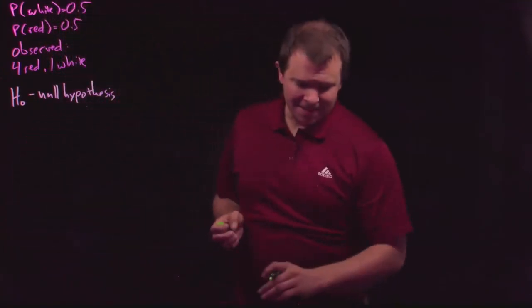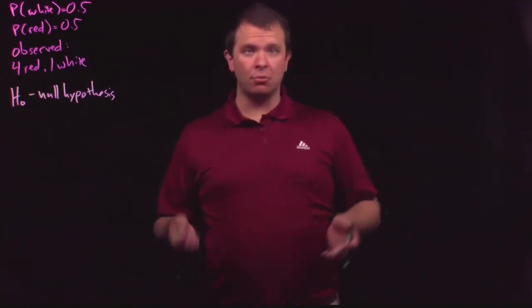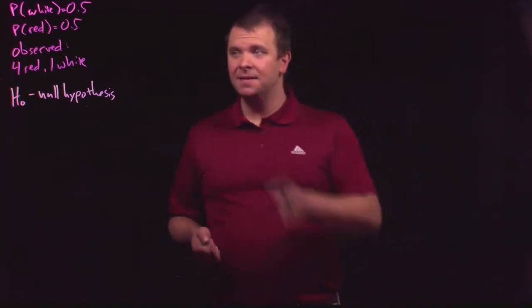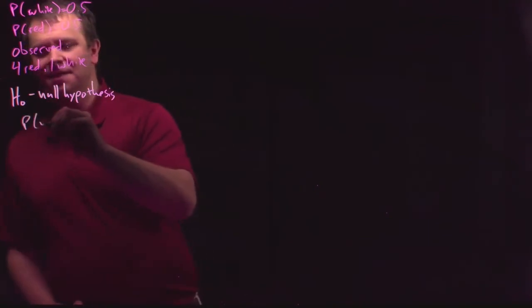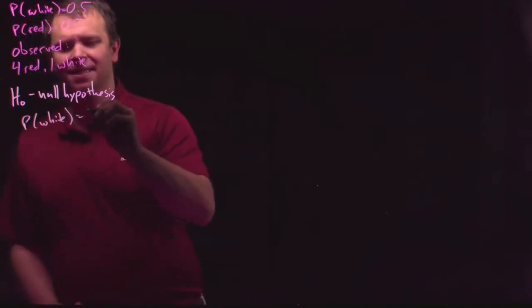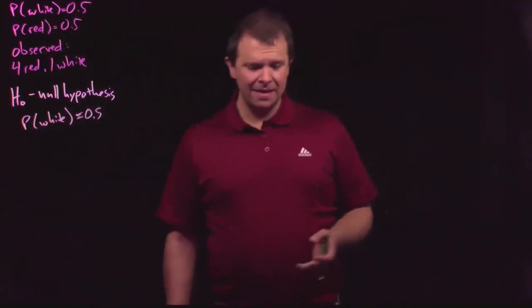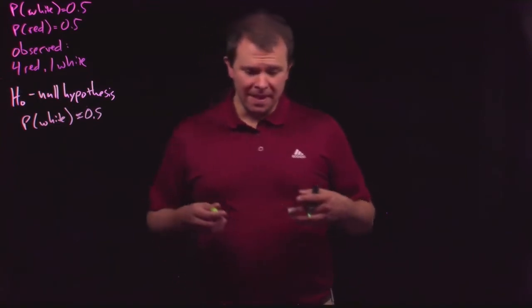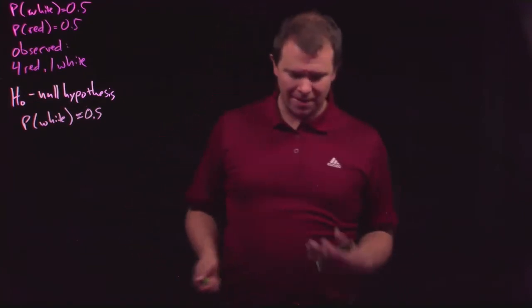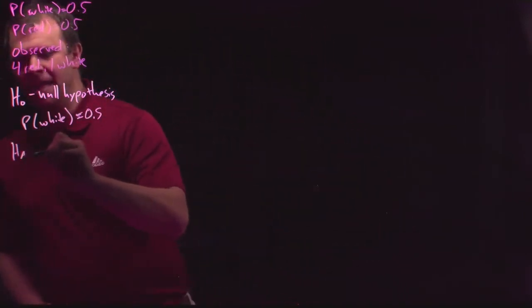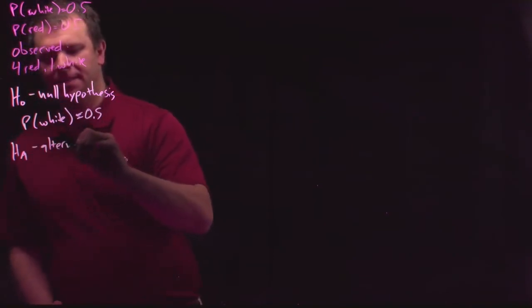And the null hypothesis is the default. This is the one that we assume is possibly or probably true. And in this case, the null hypothesis in this experiment is that the probability of seeing a fly with white eyes is 0.5. Then the alternate hypothesis is that this null hypothesis is false, that there's something else going on here. We'll write this HA. I think your book calls it H1. This is the alternate hypothesis.